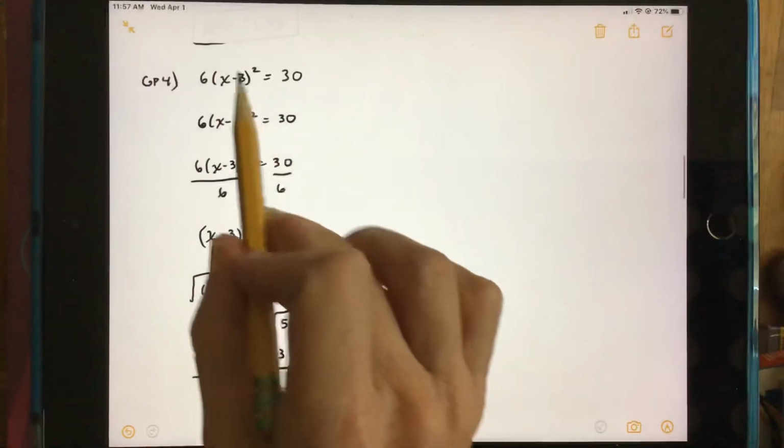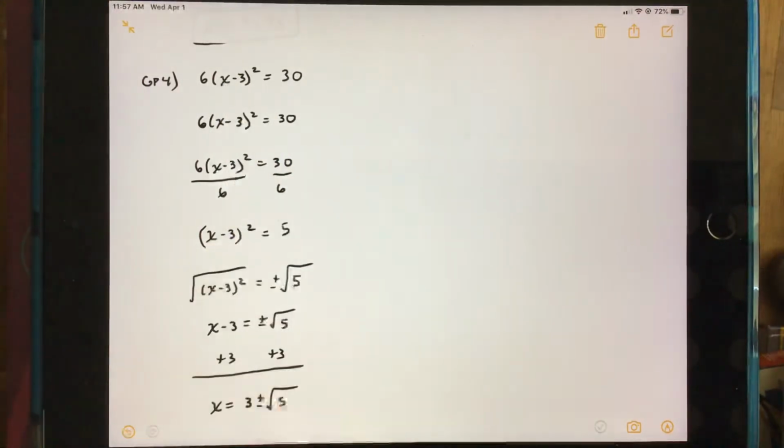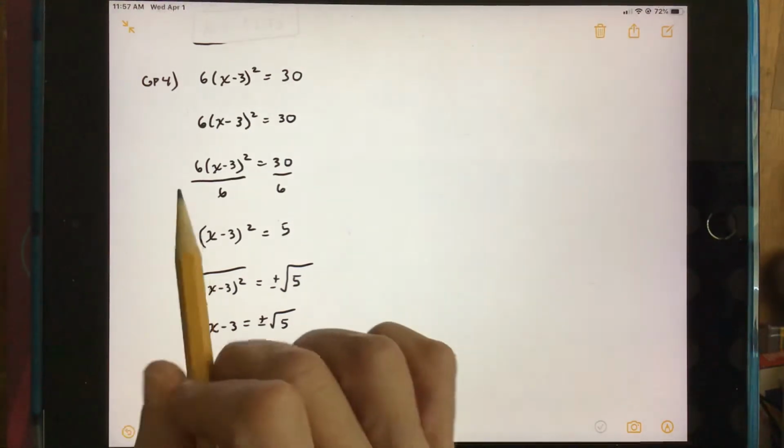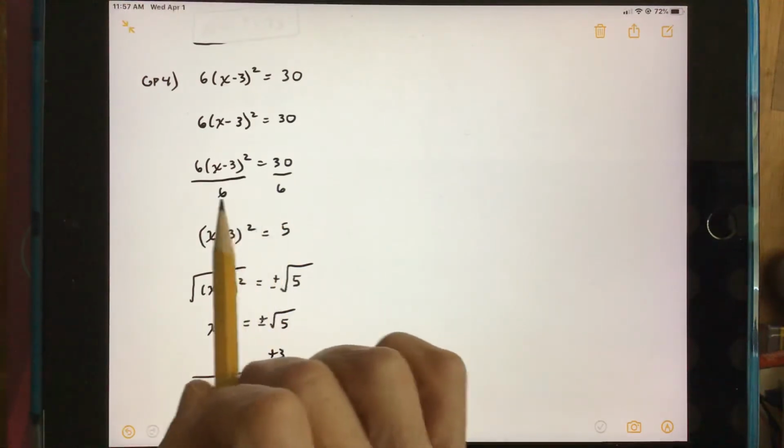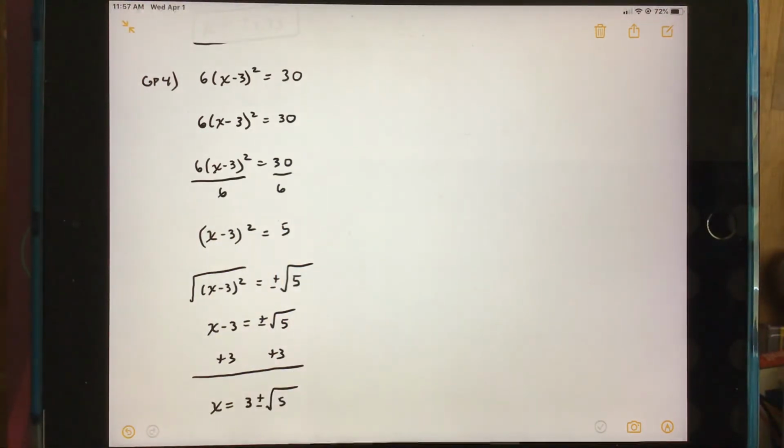Second problem where we're practicing taking the square root. Again, we have an x squared term. That stuff in the parentheses squared is our x squared term. So again, we can use the technique of taking the square root to solve this equation. Start by dividing both sides by 6. And that's what I'm doing here.